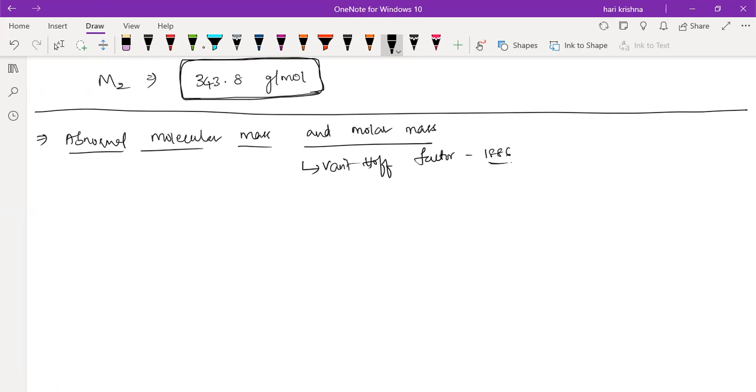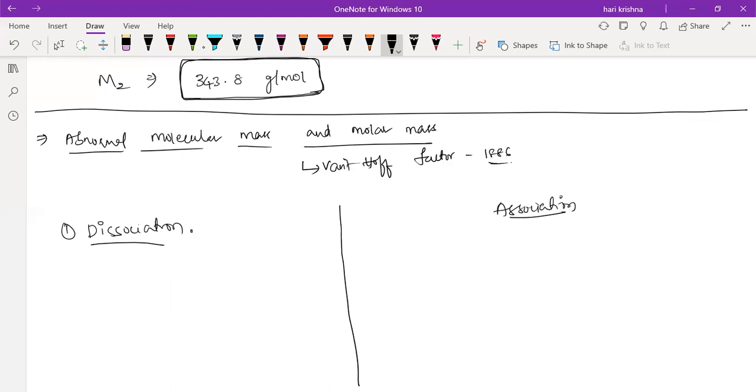So this abnormality in the molecular mass or the molar mass is happening due to two factors. One is the association, the other one is the dissociation. Or I can say first one is the dissociation, the next one is the association. Whenever you're adding the solute to the solvent, the molecular mass of the solution is changing, because of two reasons, either due to the association or due to the dissociation.